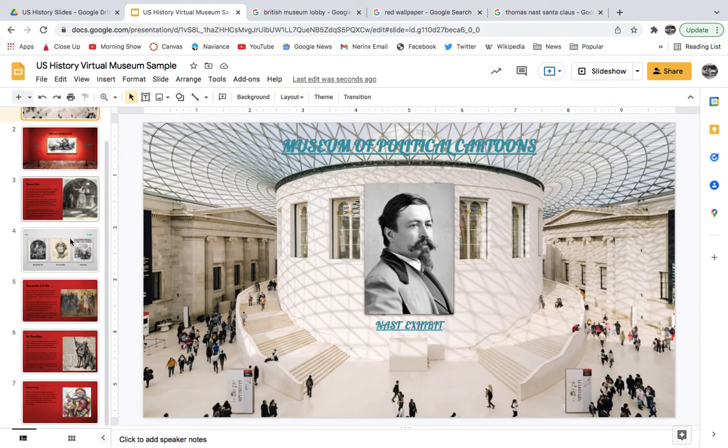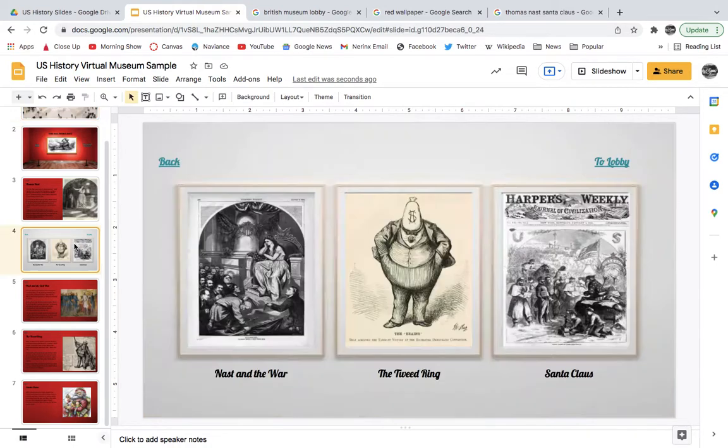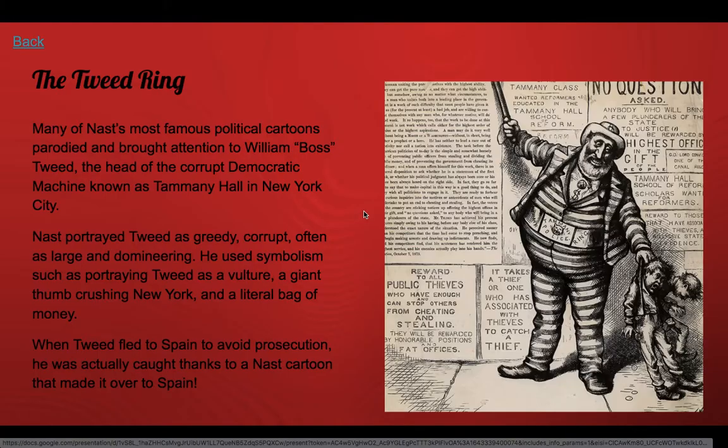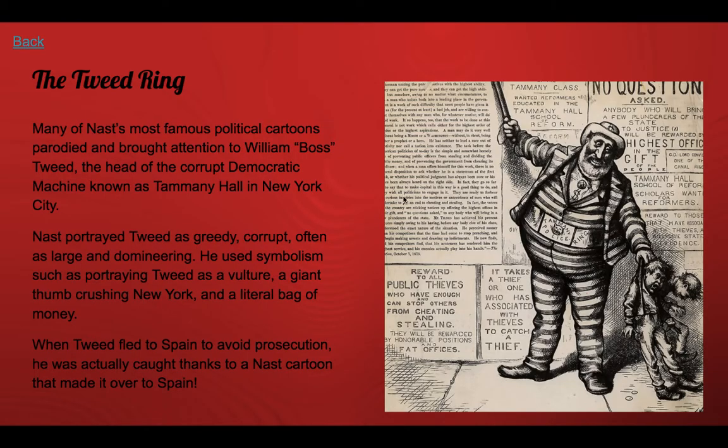You can also, however, do it with pictures. So for instance, I have a picture right here of the 3 things that Thomas Nast was most famous for doing in his paintings or his drawings, his illustrations. Thomas Nast and the Civil War, Thomas Nast versus the Tweed Ring, and Nast versus Santa Claus, or not versus, but kind of creating Santa Claus too. And if you notice on these, let's say I wanted to look at the Tweed Ring, I click on that and it takes me to that picture of Boss Tweed.